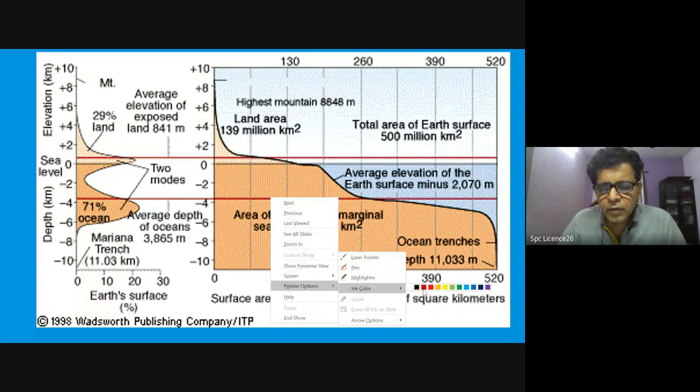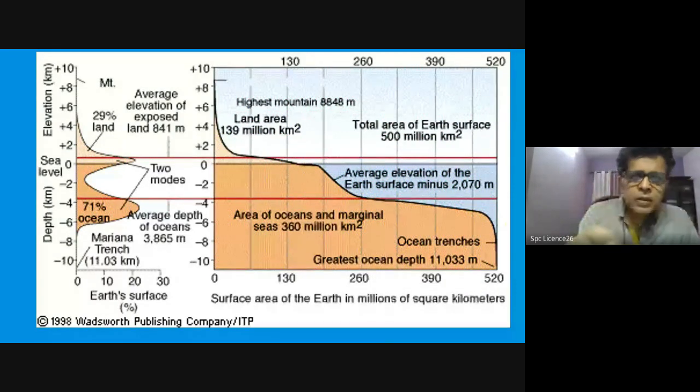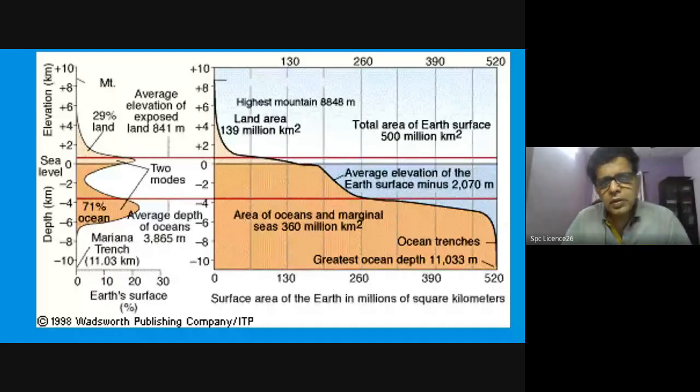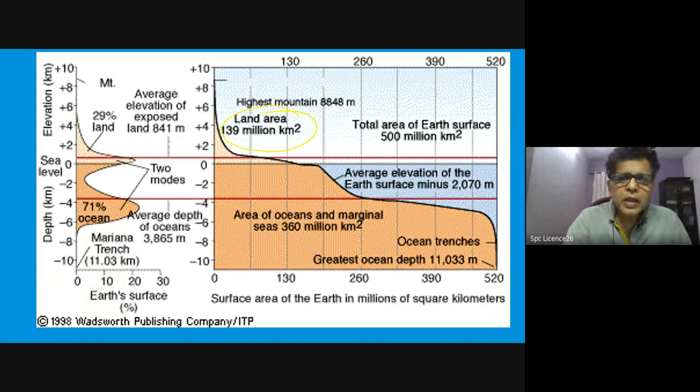What all do we have on this? You'll see that the total area of land on this surface is 139 million square kilometers. Let me give you a comparative figure: the total area of India is 3.2 million square kilometers. The total land on the surface of this planet is 139 million square kilometers, and the total area of the Earth's surface is 500 million. That makes this only around 20-21%.